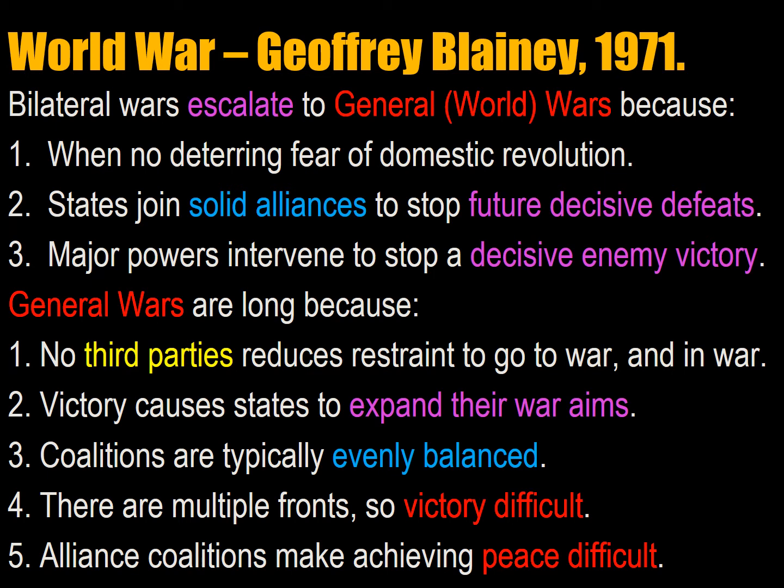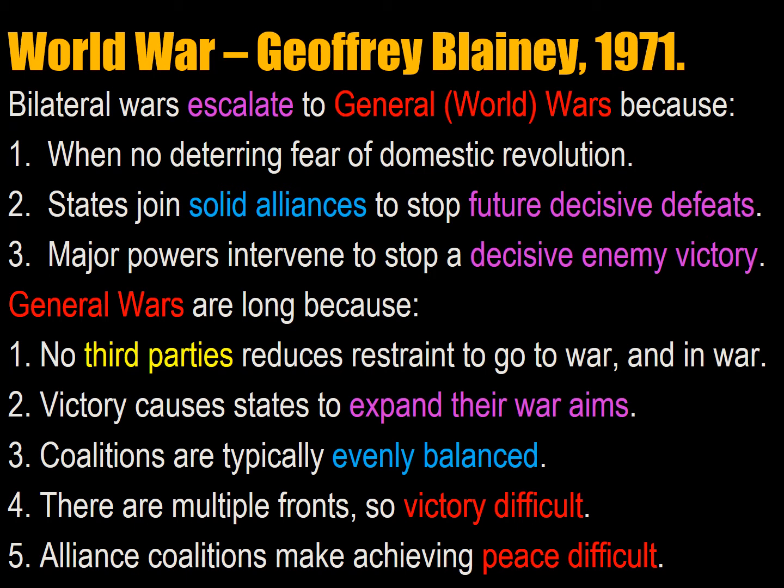Number 3, coalitions are typically evenly balanced. And so they get into a very long war of attrition. The biggest battle in Western history and the biggest battle in the First World War was the Battle of Verdun, where millions of French and German soldiers slaughtered each other. And it didn't stop. It just went on and on and on, because both coalitions had approximately the same resources before the Americans entered the war.